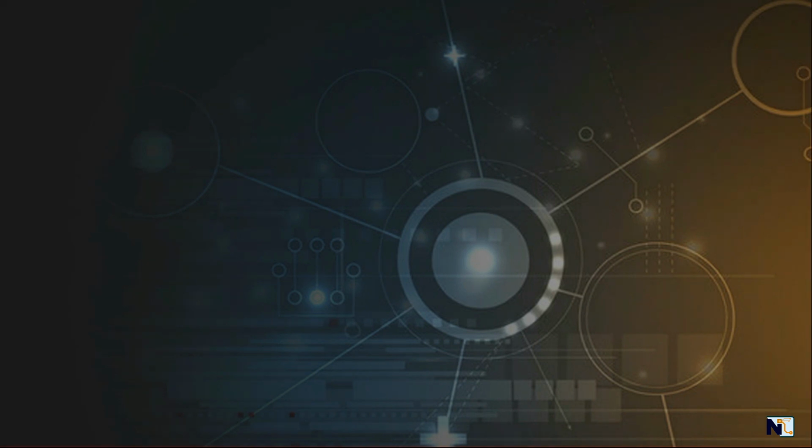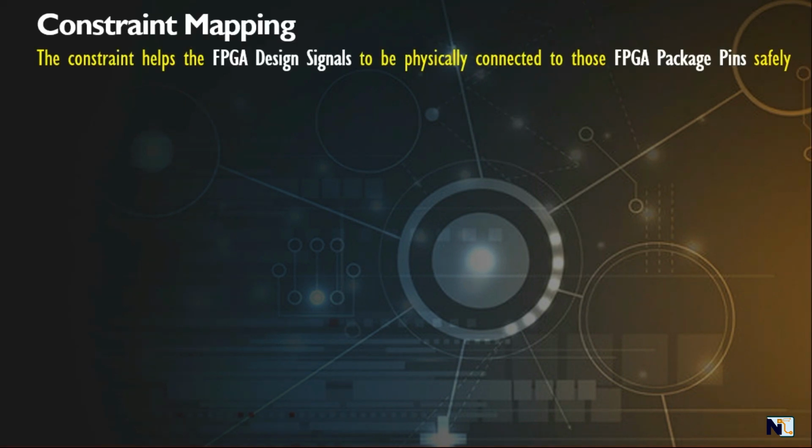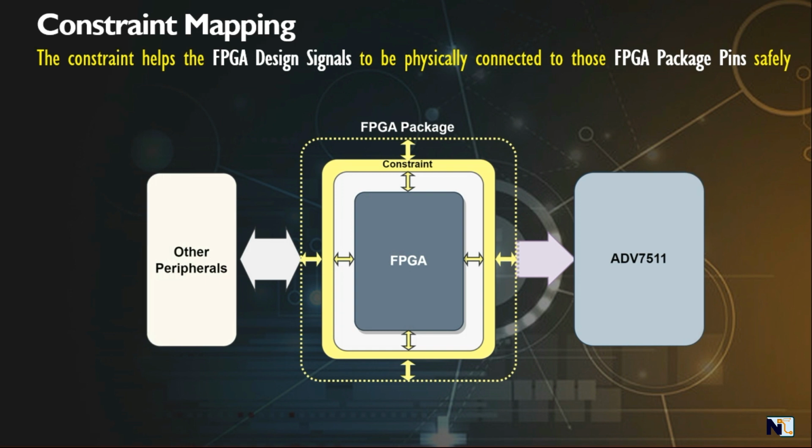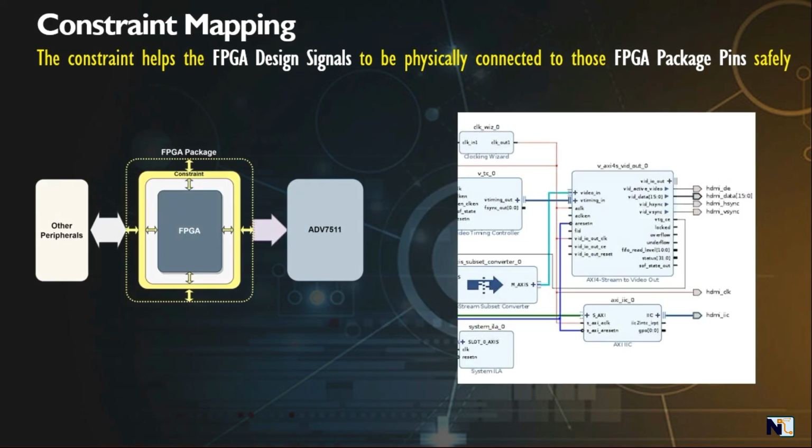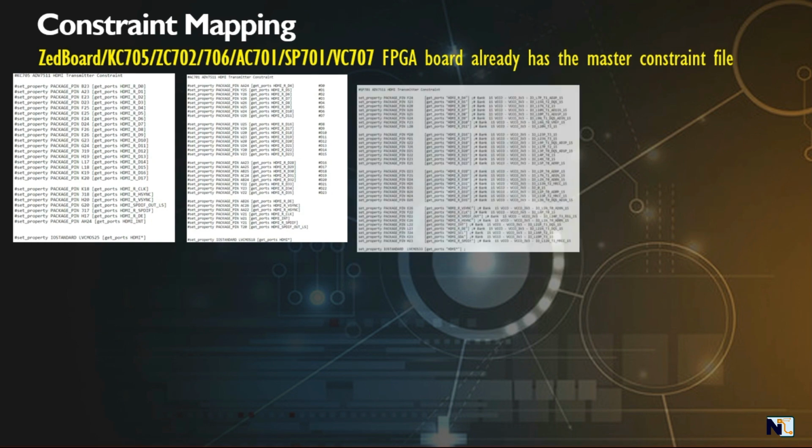Okay, constraints. Without constraints, the signal will never be able to come out from the FPGA chip. Whenever the designs have floating pins or ports, the constraint mapping must be done. While manufacturing the FPGA boards, some of the FPGA physical pins are already soldered to some specific board peripherals. The constraint helps the FPGA design signal to be physically connected to those FPGA physical pins safely. That's why the FPGA development boards have master constraint files.